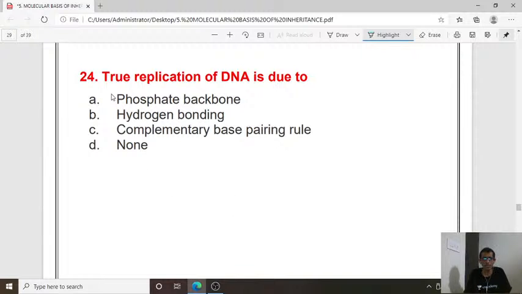True replication of DNA is due to what? It is 24. It is C, complementary base pairing rule. Actual replication of DNA is based on what? The main principle behind that one. How the actual copy is going to be produced. Replicas are going to be produced. Xerox copies are going to be produced because of the complementary base pairing rule. Isn't it? Complementary base pairing rule is going to be applied.